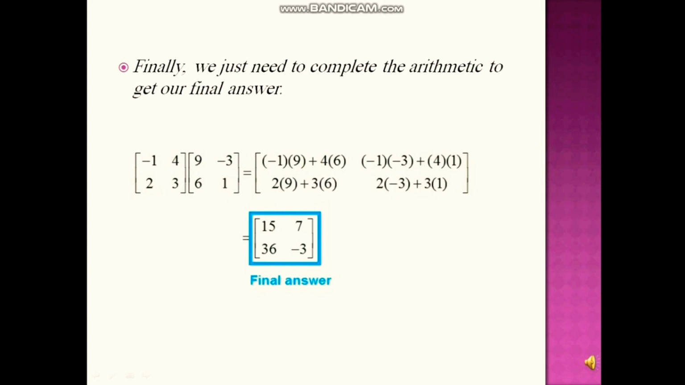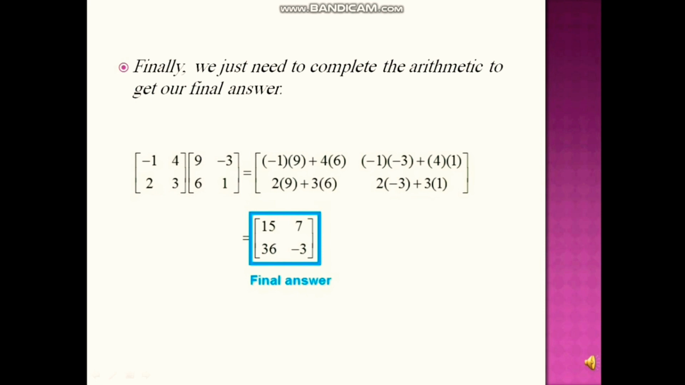Finally, we just need to complete the arithmetic to get our final answer. So, negative 1 times 9 will be negative 9 plus 4 times 6, it will be 24. So, negative 9 plus 24 will be 15. Then, negative 1 times negative 3 will be positive 3 plus 4 times 1, which is 4. So, positive 3 plus 4 will be 7. This is the second element.